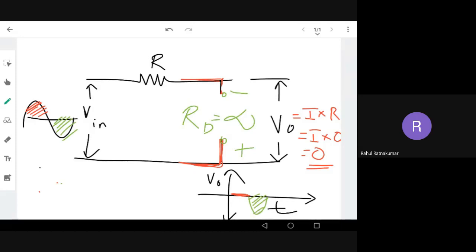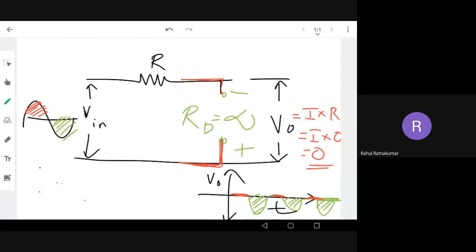So this continues and I get a negative waveform in the output. This is called a positive clipper. I'm clipping out the positive voltage, so I'm getting only a negative waveform in the output. All the positive waveform has been clipped, so this is called a positive clipper. Right now we are considering an ideal diode.